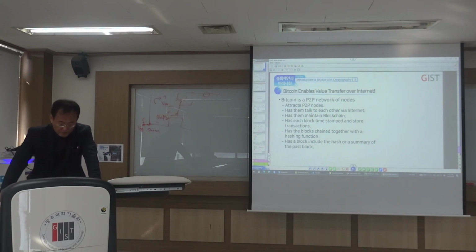Okay, because a node can earn Bitcoin, they flock together to do the mining work. And they are the ones who maintain the blockchain, right? Because they are the creators of the blockchain, they are the security holders of this blockchain, and so on. It has each block time-stamped and stores transactions. It has the blocks chained together with the hashing function. Each block includes the hash, or a summary, of the past block, okay?